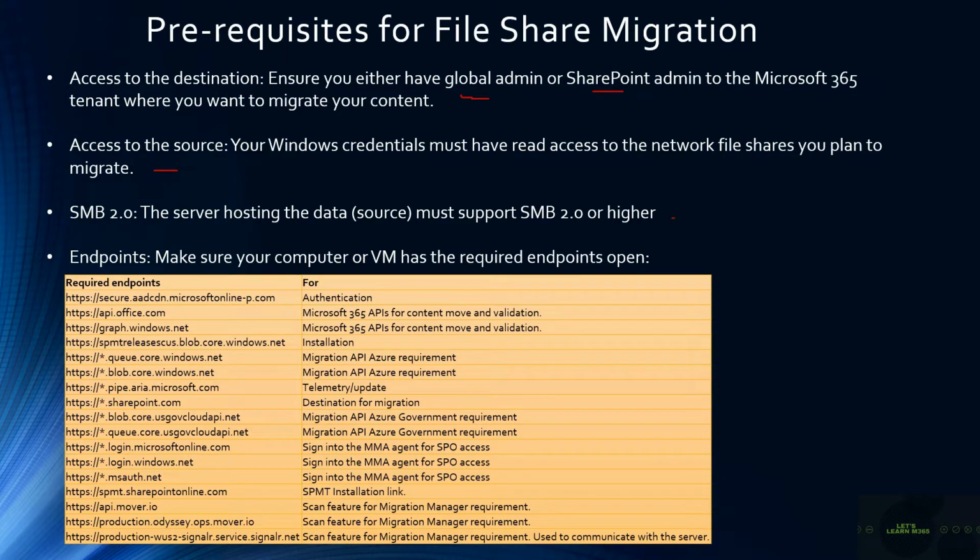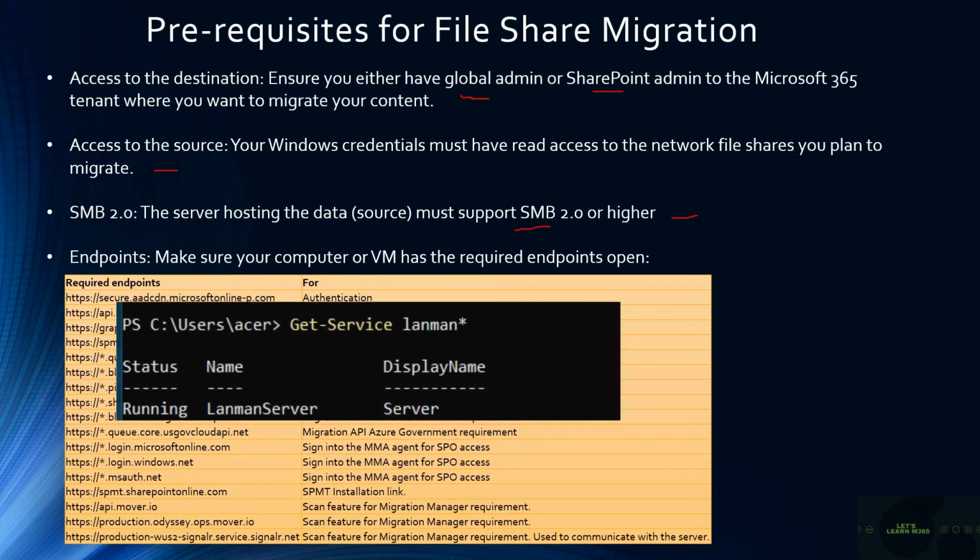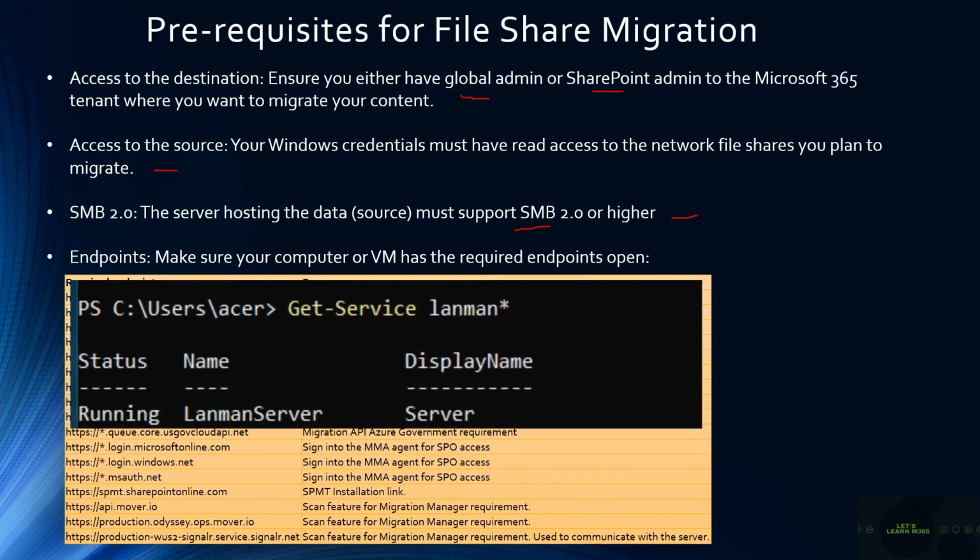And the third one is about SMB 2.0. The server hosting the data must support at least SMB 2.0 or higher. SMB is Server Message Block, which is a file sharing protocol, also known as the client-server protocol. This is used by default on all Windows-based computers. This protocol runs as a service called LanmanServer, and if you stop this service, all the file shares will stop working.